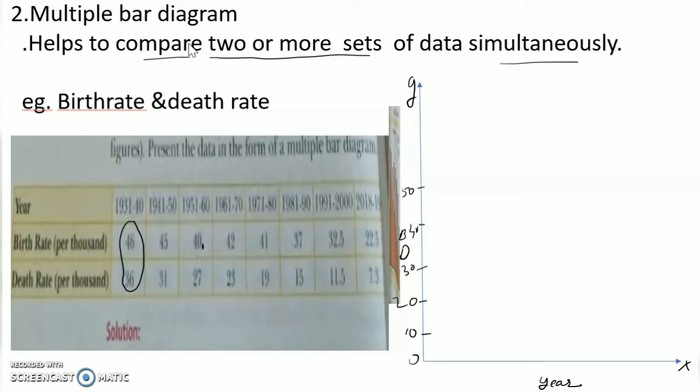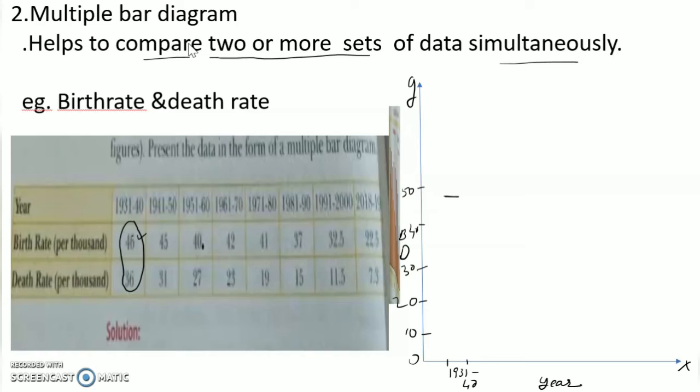Always, one thing that you have to keep in mind is that the length of the bars in one set of the diagram always depends on the value of the measurement. In the first year, 1931 to 40, how much is the birth rate? First I am taking the birth rate, that is 46. So we have to take the value from here, 40, 41, 46, it would come almost here.